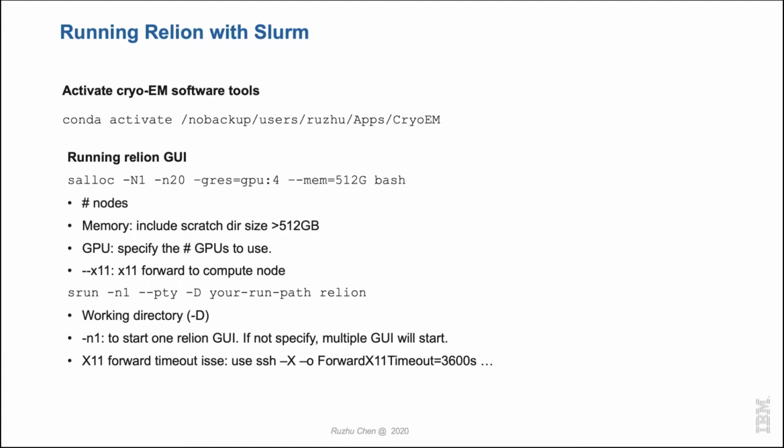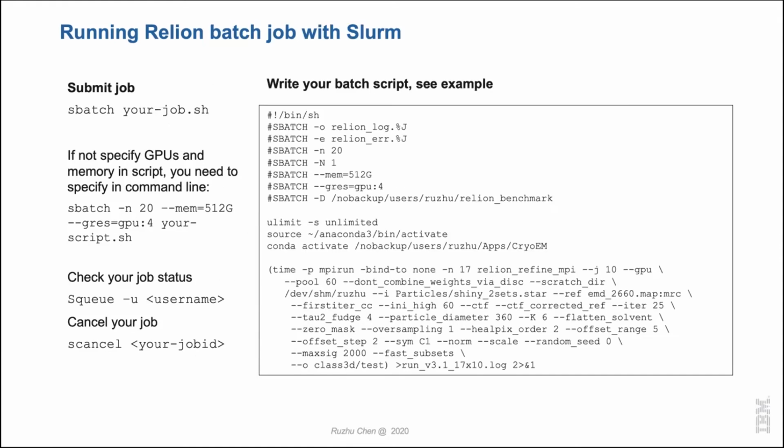Some professors like to run the GUI interface. In this case, you can use X11 forwarding to start the GUI interface and run that. If you want to run in the background as a batch job, you just do this using a similar example script here.